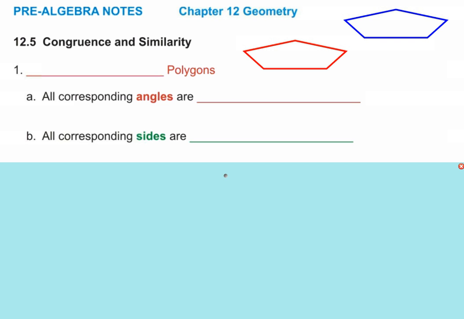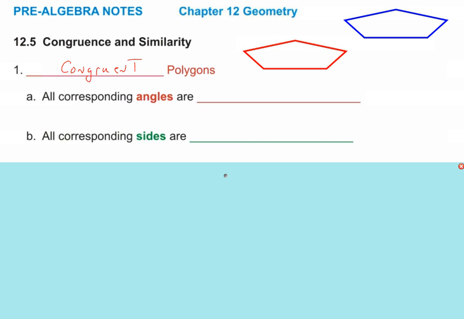All right, lesson 12.5. What we want to talk about today are the concepts of congruence and similarity. They are similar but different. So we're going to deal with congruence first. So the first thought is, what are congruent polygons? C-O-N-G-R-U-E-N-T. What are congruent polygons?